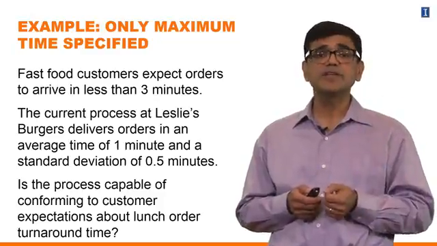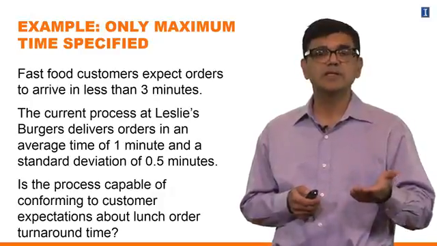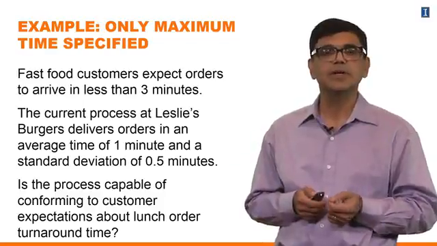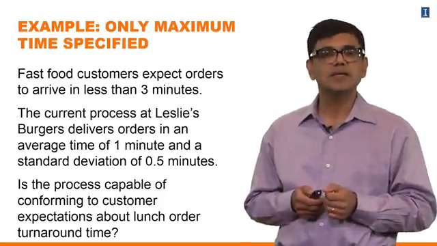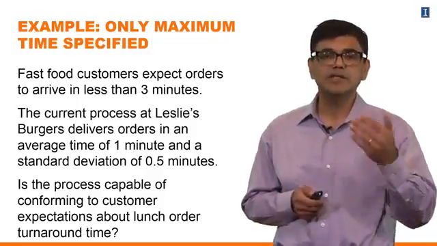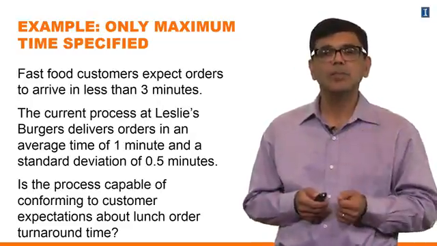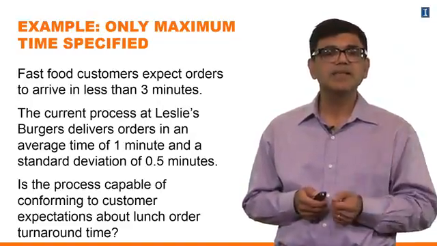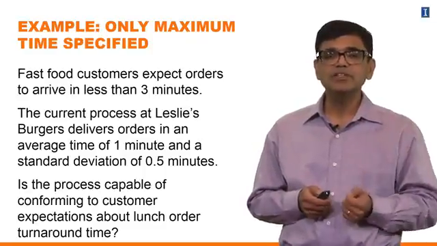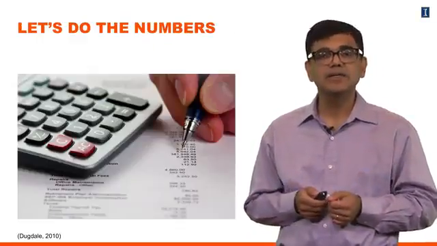So here's a fast food restaurant now, and the customers expect orders to arrive in less than 3 minutes. So in other words, we're saying 0 to 3 minutes, right? So it's lower specification of 0. Current process is at a burger joint, Leslie's Burgers, which delivers orders in an average of 1 minute, so X double bar is 1 minute, and a standard deviation, or S, of 0.5 minutes. Is the process capable of conforming to customer expectations? Right. So since we don't have a lower specification limit here, the calculations are going to be slightly different.